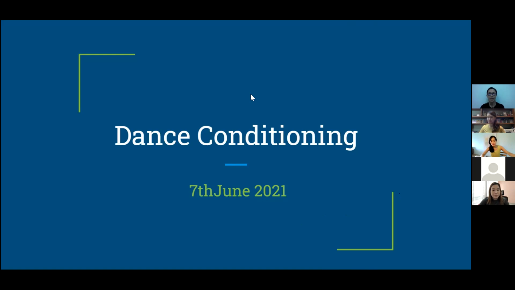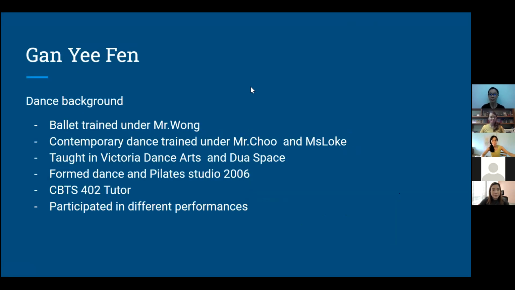Okay, this is me. I trained my ballet under Mr. Wong Fok Chun. I hope you have heard his name. And I trained my contemporary dance under Mr. Chu Thi Quang and also Miss Lok Sok Kim. During my apprentice teaching, I was teaching at Victoria Dance Art, which Mr. Wong owns. I taught there for about 3 to 4 years. At that time, Priscilla was still very little, and now she is a mother of 2.